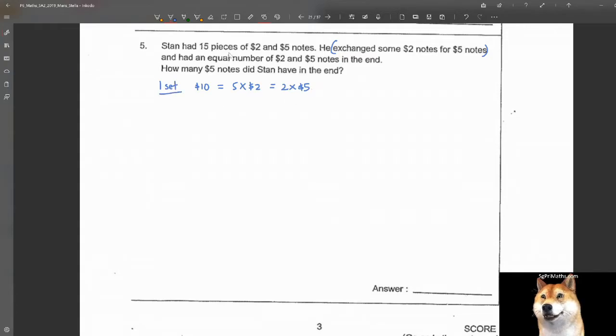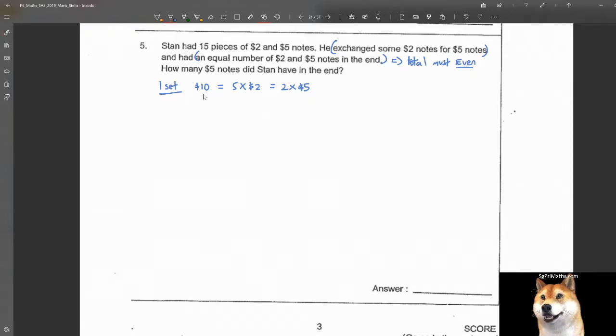Okay. The question also states that there is an equal number of $2 and $5 notes in the end. So what this means is that the total number of notes must be even, so it can be split into $2 and $5 notes equally.